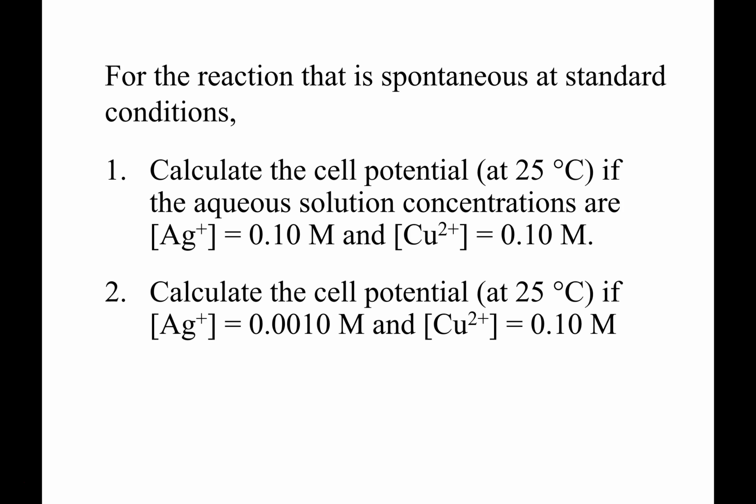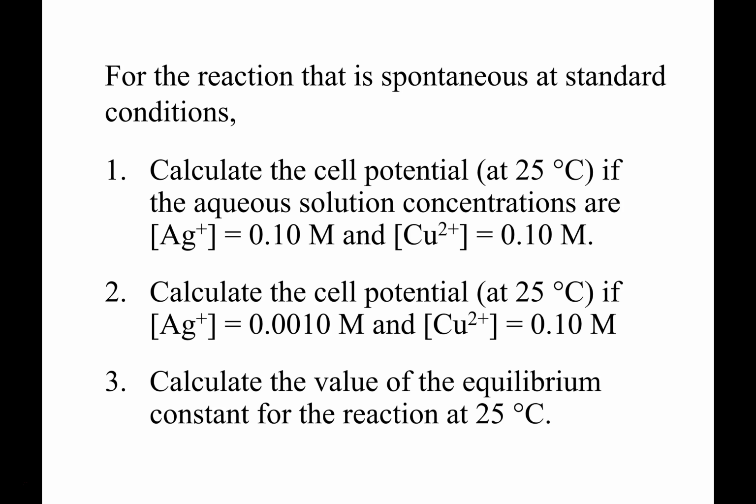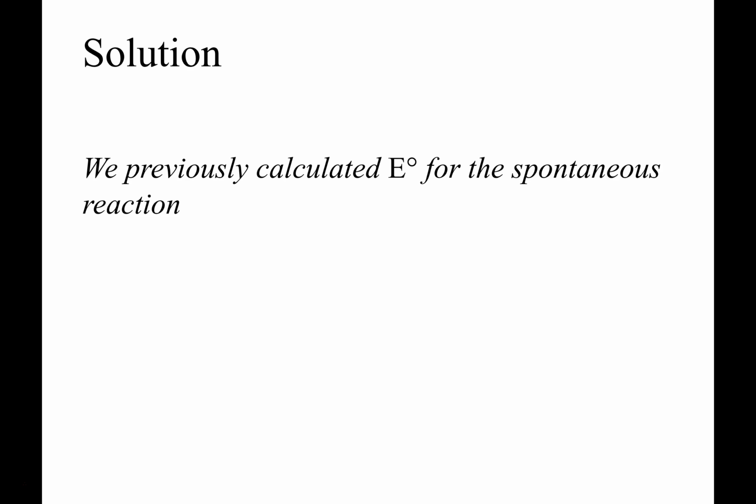So we're going to calculate the cell potentials, E, at two non-standard conditions. Temperature is fine, but the molar concentration isn't. So we're going to look at these where we have the silver ion at 0.1 and the copper 2+ at 0.1, and then the silver ion reduced to 0.001 and the copper stays at 0.1. The third thing we're going to do is knock out the value for K. I'll show you what that looks like. So here we go.